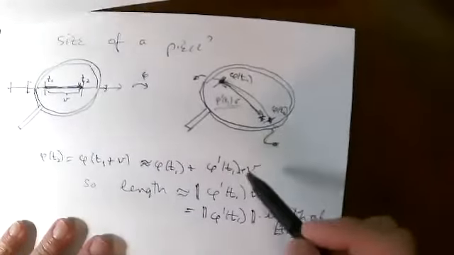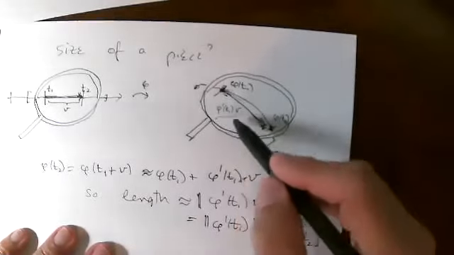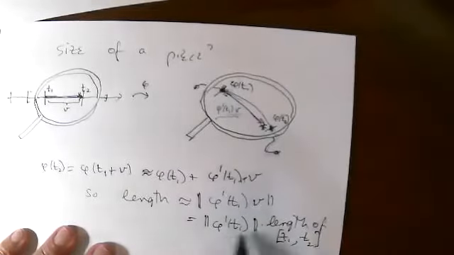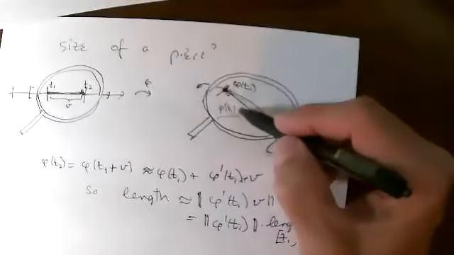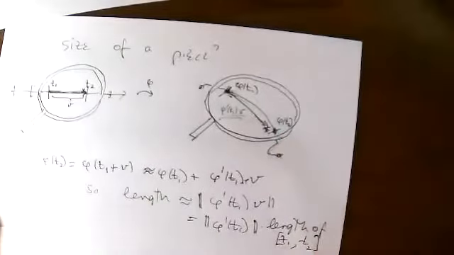And as I say, in our setting now, if this is a 2 by 1 matrix and that is a number, then the length of that vector will be the length of the single column, phi prime of t1, multiplied by the length of the vector v, which is just the length of the interval on this side.